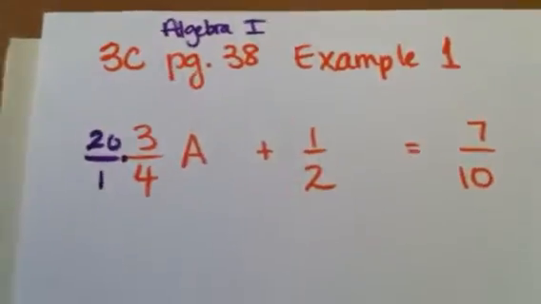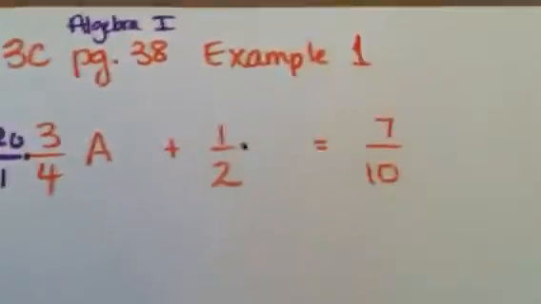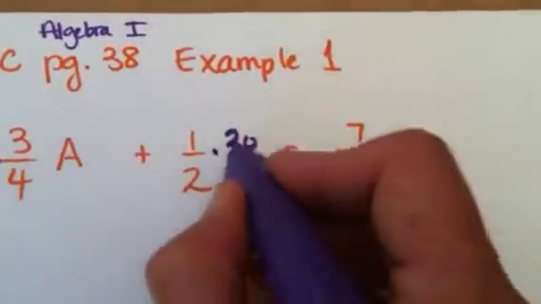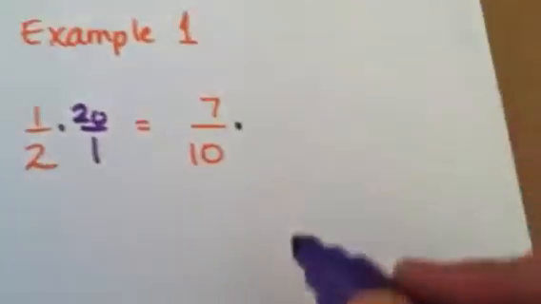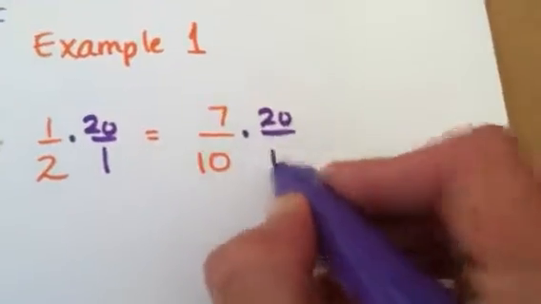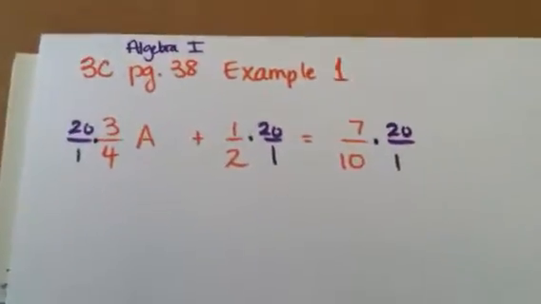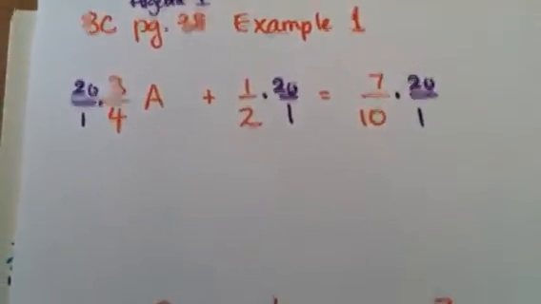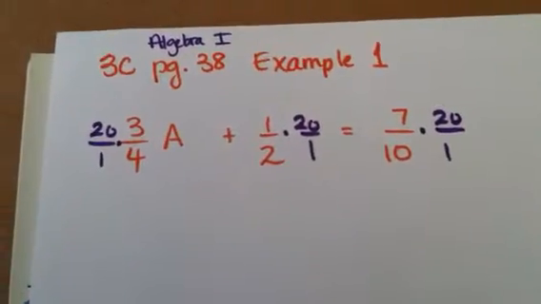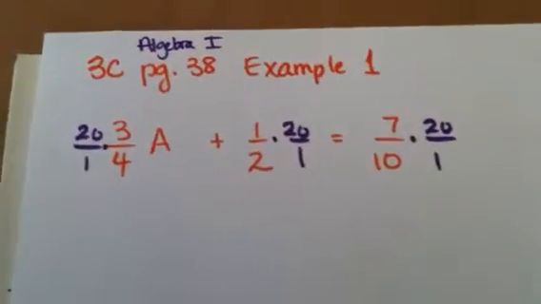20 is the same thing as 20 over 1. It doesn't matter if you multiply it in the front or behind, but you're going to multiply this guy by 20. And you're also multiplying this term by 20. So you want to make sure you multiply every single term by the same thing. That way we haven't really changed the value. We've changed the look, but we haven't changed the value.